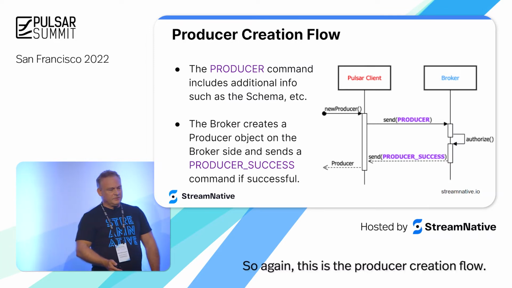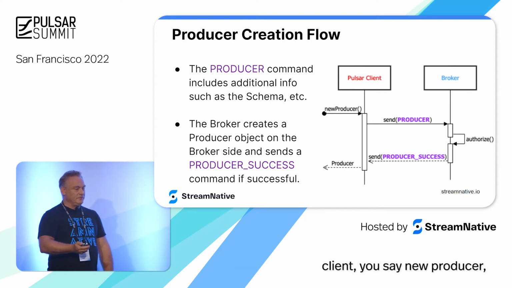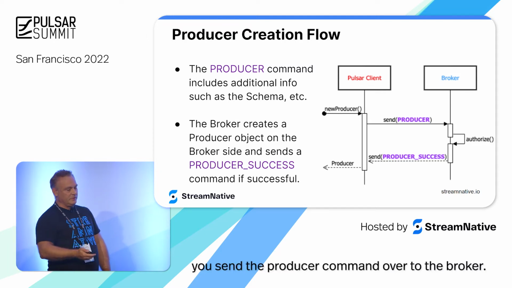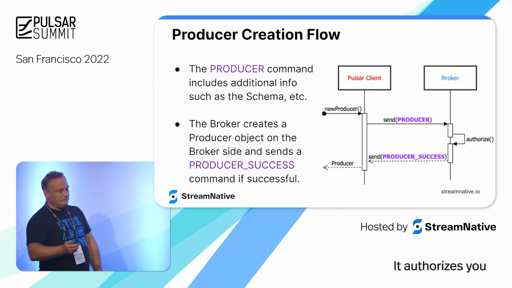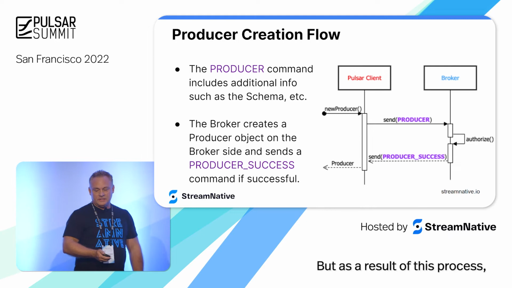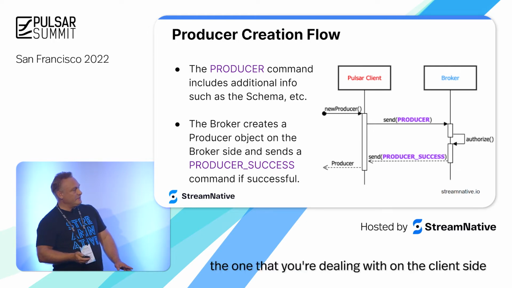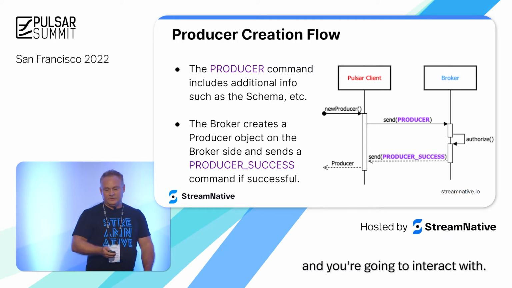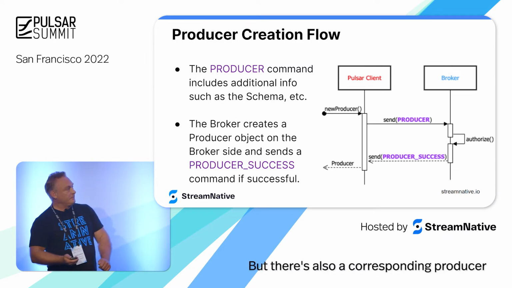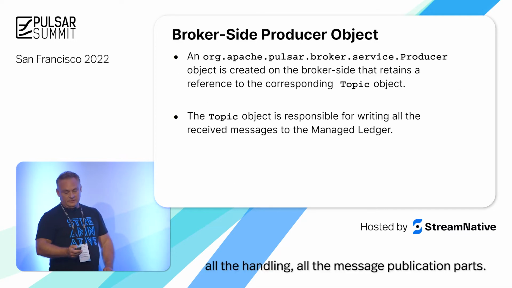So again, this is the producer creation flow. Before, again, you're on the Pulsar client, you say new producer, you send the producer command over to the broker, it authorizes you, and you get a producer success back to indicate success. But as a result of this process, there are actually two producer objects created. The one that you're dealing with on the client side that you're all familiar with and you're going to interact with, but there's also a corresponding producer created on the broker side as well that handles all the message publication parts.